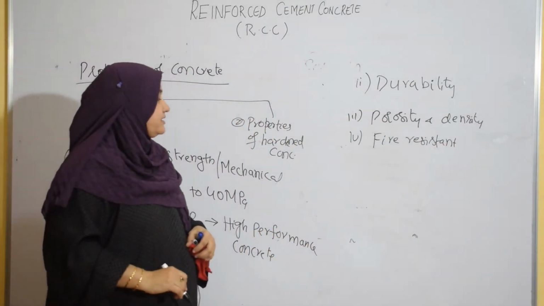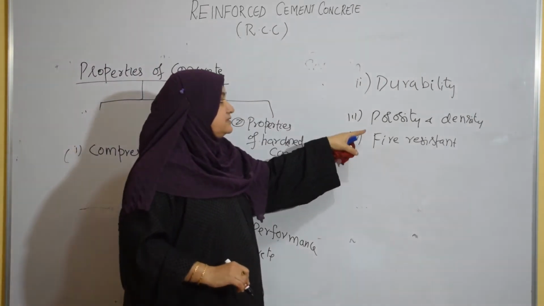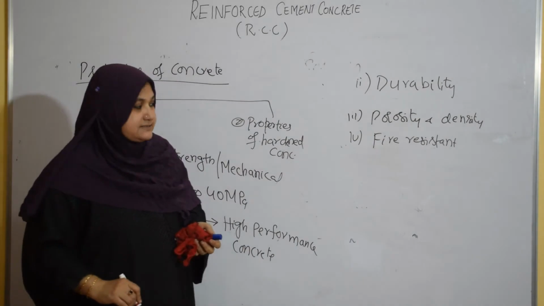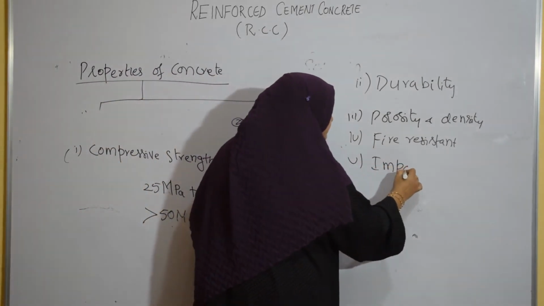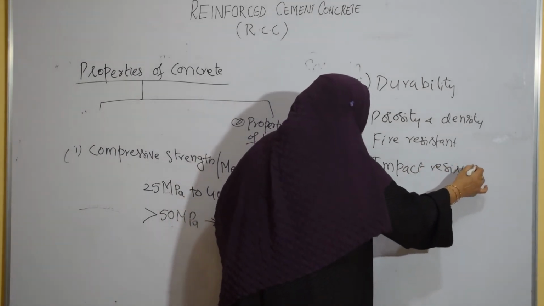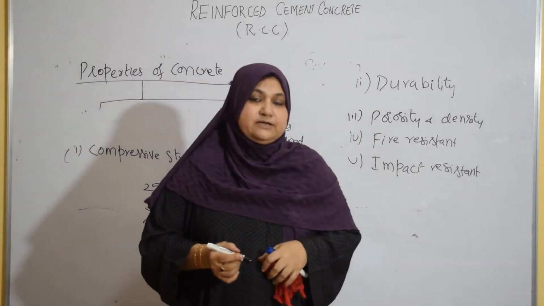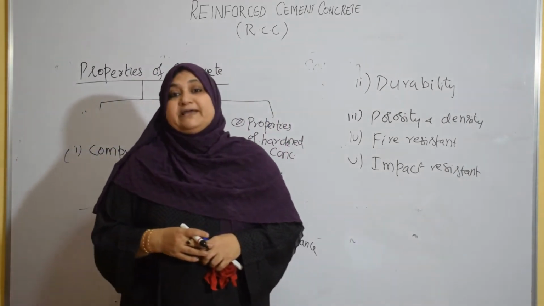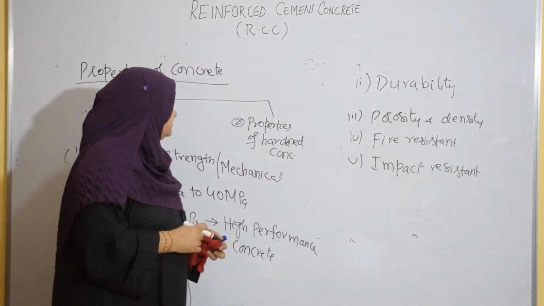The hardened concrete properties: first is compressive strength, second is durability, third is porosity, fourth is fire resistance, and fifth one is impact resistance. If it is a bridge, then the concrete should be impact resistant. So like this are the other properties. Also the concrete should be economical. That is the point also. So these are the properties.